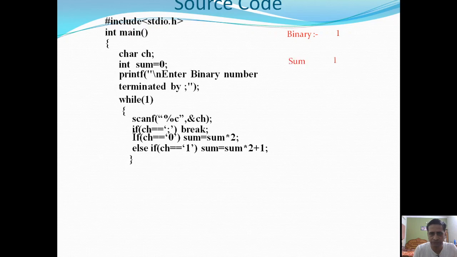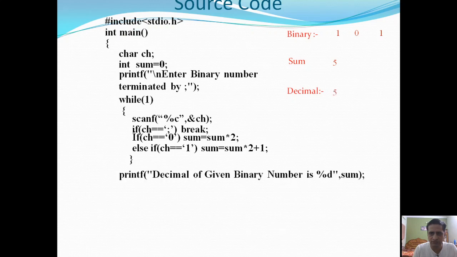Suppose the user enters 1: 0 times 2 plus 1, so sum is 1. Next time the user enters 0, so double: 1 multiplied by 2 is 2. Then if the user enters 1 again, sum is 2 and the current input is 1, so the double plus 1 formula: 2 times 2 is 4, 4 plus 1 is 5, so sum is 5. So at last the decimal is 5, the decimal of the given binary number.